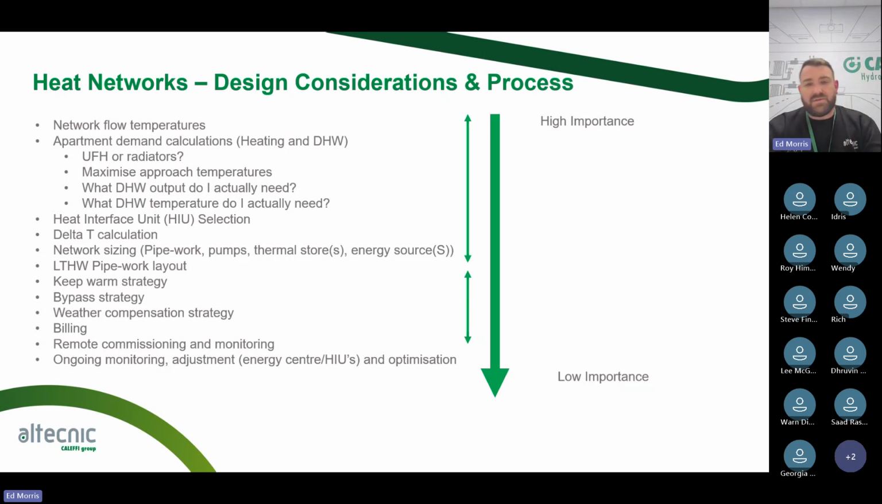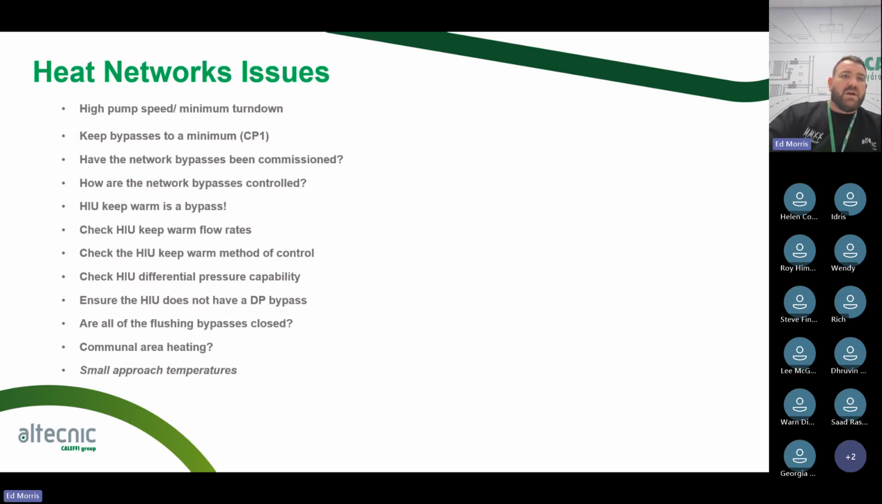Is it of high importance for you? But this is the sort of list that we've put together to try and demonstrate what we believe to be of high importance over anything else. So, again, we go back to where we are.